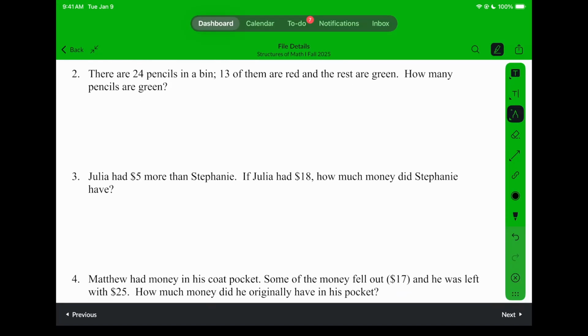Second problem. 24 pencils in a bin. 13 of them are red, and the rest are green. How many pencils are green? So, what's happening? You have your total. You have 24. You have 13 red. The rest are green. All of them are already present, though. You're not adding any more to the mix. You're not taking any away from the mix. They're all there. Two separate colors. I believe you're putting them together. So, that's going to be our put together slash take apart.